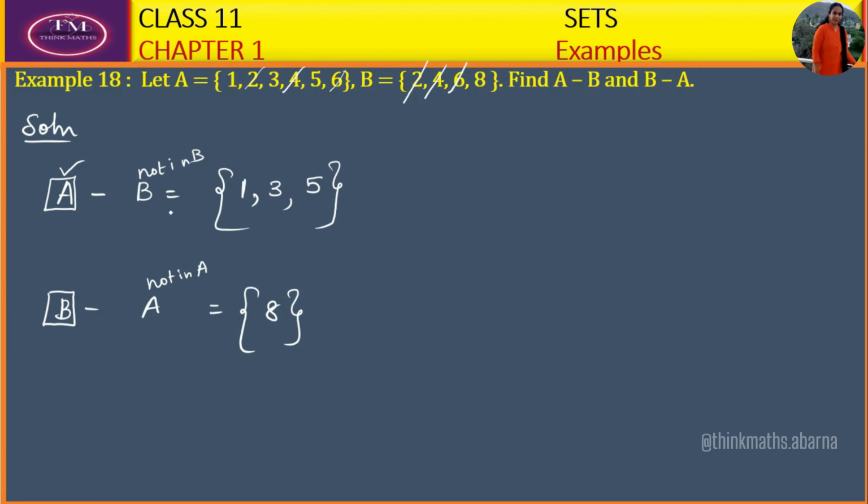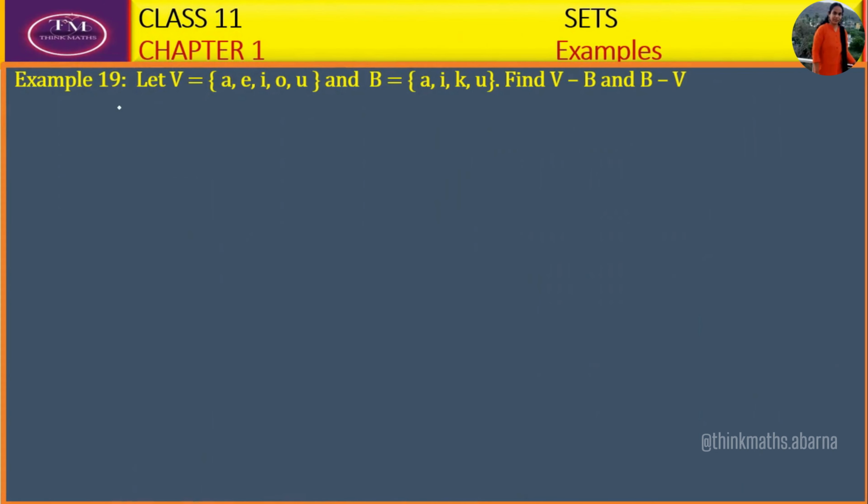So A minus B is equal to set of all 1, 3, 5. B minus A is equal to set of all 8. It is called a singleton set. Only one element is present. So it is called singleton set. Okay. So moving on to the last example for this session.